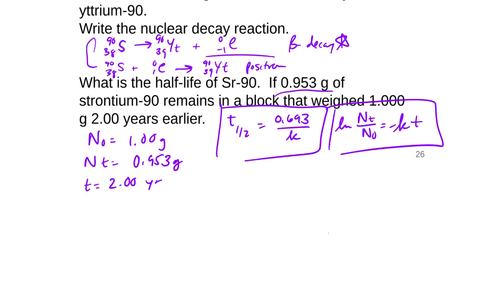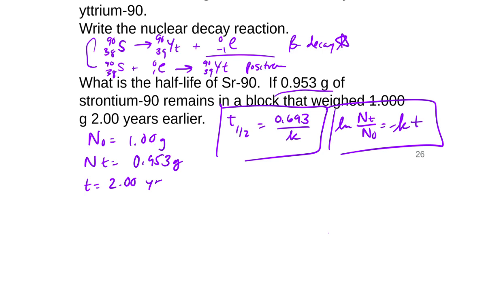Now, I mentioned that N sub t and N sub 0 were number of nuclei, but because in that equation it's a ratio, we could go through and figure out the actual number of nuclei using Avogadro's number, or we can just use the grams, because we're essentially doing the same math all the way through. So I vote for just using the grams so we don't have to do that extra dimensional analysis.